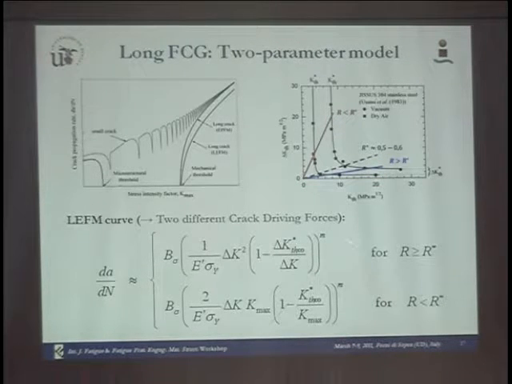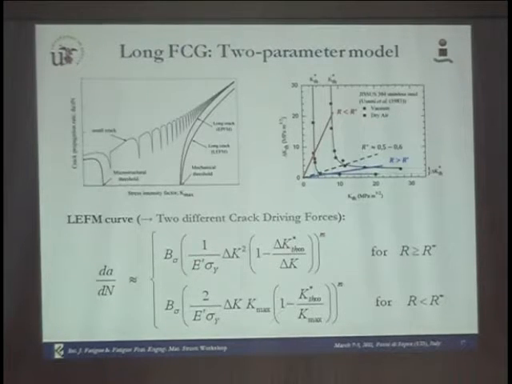For instance, if we are in the range in which the cyclic threshold is controlling the fatigue process, then the crack driving force is represented by only one parameter, delta K. This is similar to the classical Paris law, at least in the Paris regime.